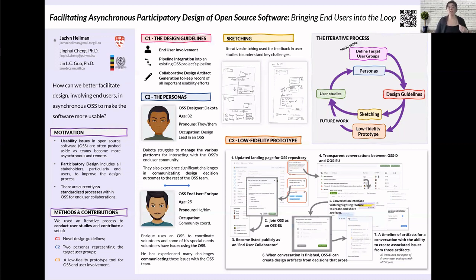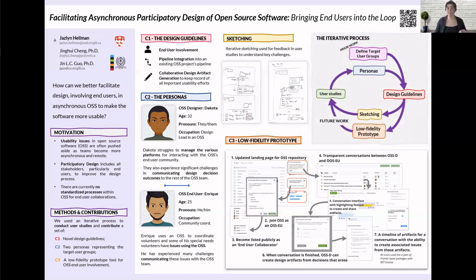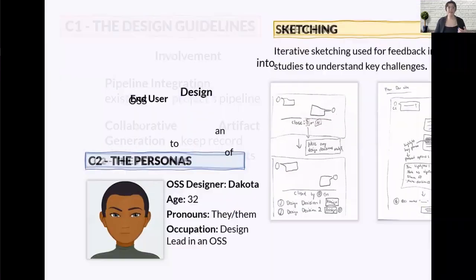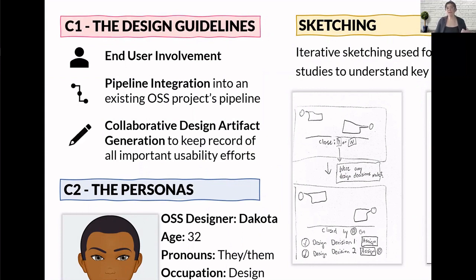Our methodology used an iterative process that began with defining the target user groups we focused on in this paper. Because open source developers had been a focus in prior efforts, we established our two target user groups should be designers and end users. And from here, we have our first contribution, the design guidelines. These guidelines can be seen in section C1 and include three key aspects: end user involvement, pipeline integration, and collaborative design artifact generation.